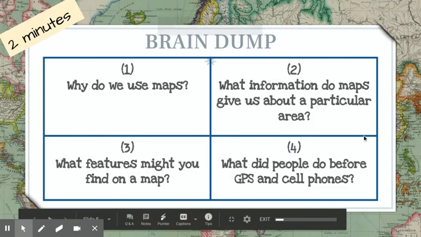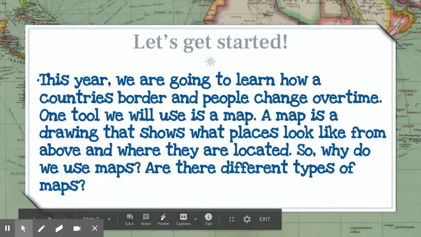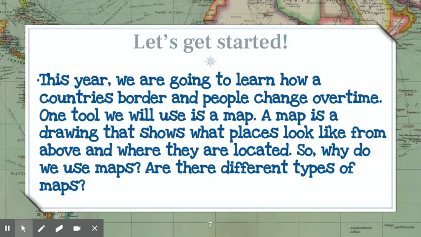Now we have our minds thinking on maps. So we're going to examine 6 maps today, and we're going to make observations about what they have in common, like what's similar and what's different within the maps. And this year, we're going to learn how a country's border and people change over time. And one tool that we use to see those changes is a map. A map is a drawing that shows what places look like from above and where they are located. So why do we use maps? And are there different kinds of maps that we can use?